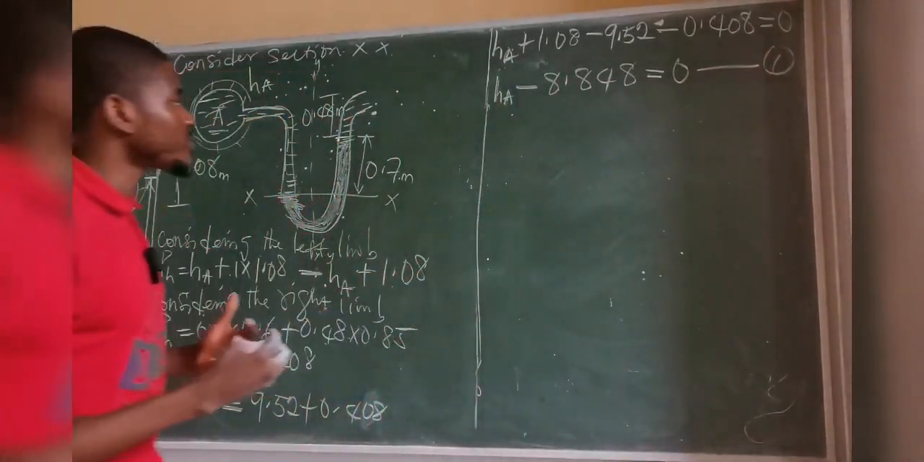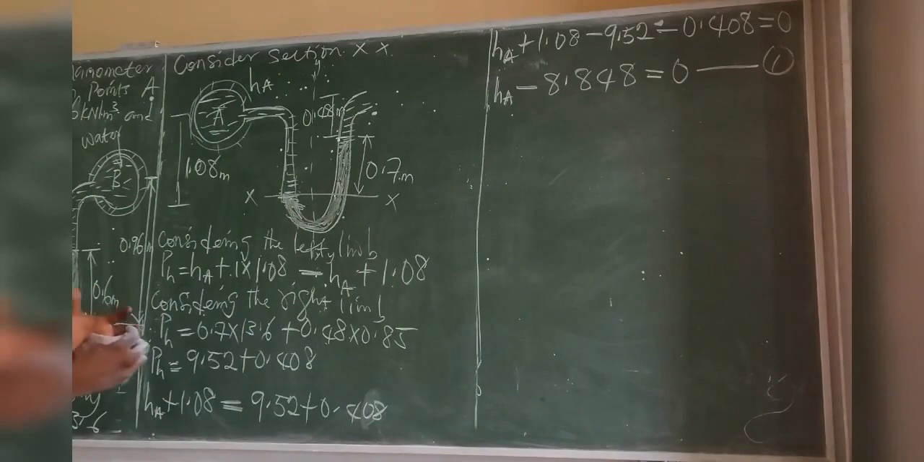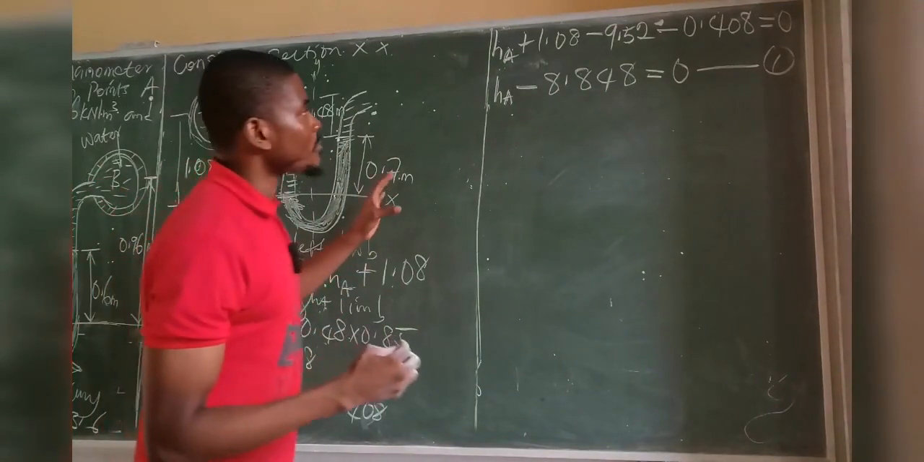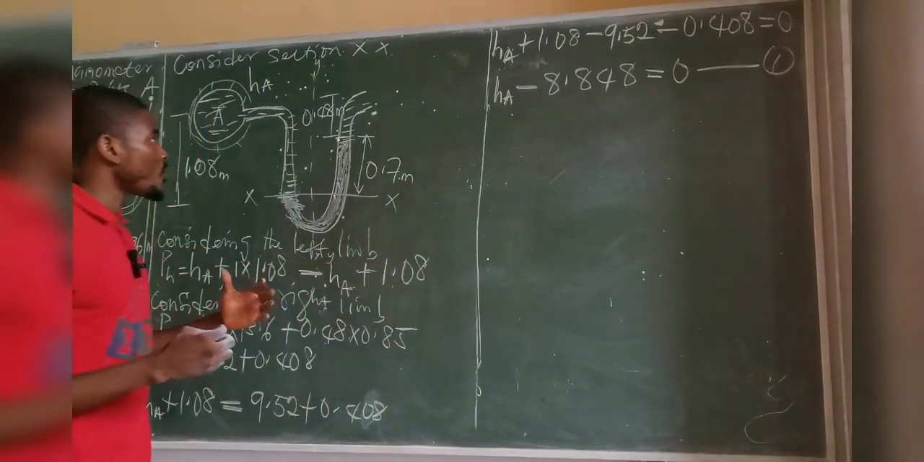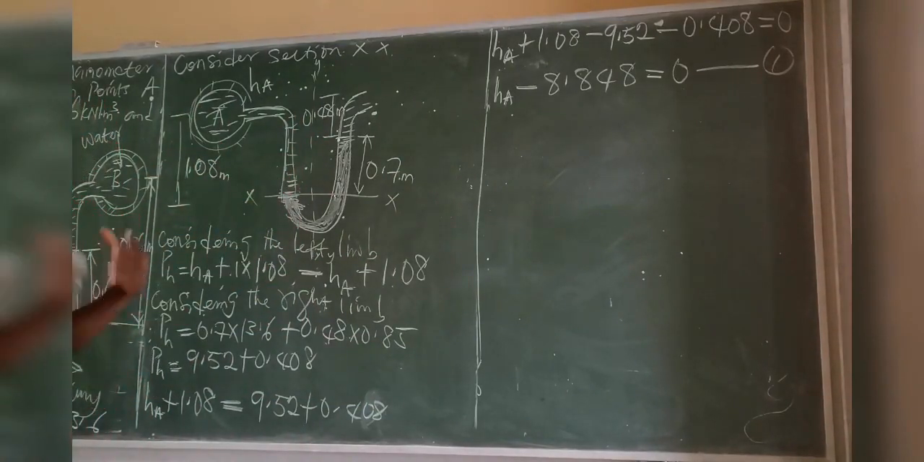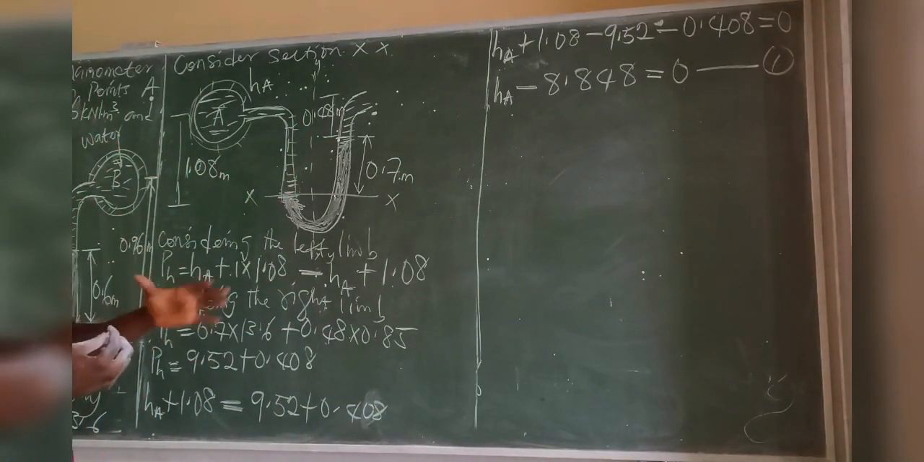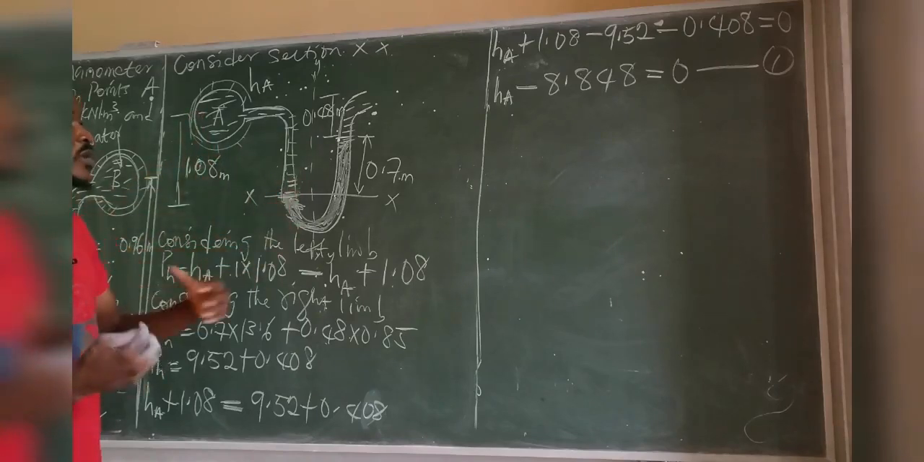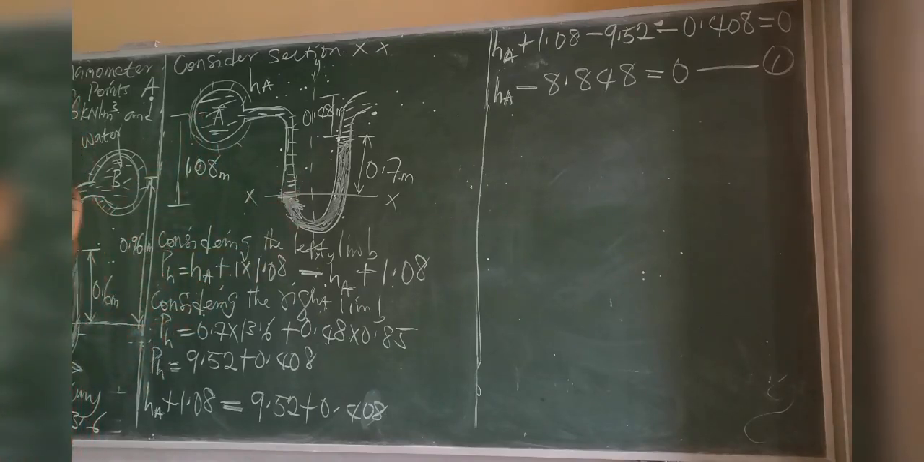Now this becomes the total pressure head on what? This particular portion of the compound U-tube manometer. That becomes the total pressure head of this particular portion of the compound U-tube manometer. Now you do the same thing for the other remaining portion.